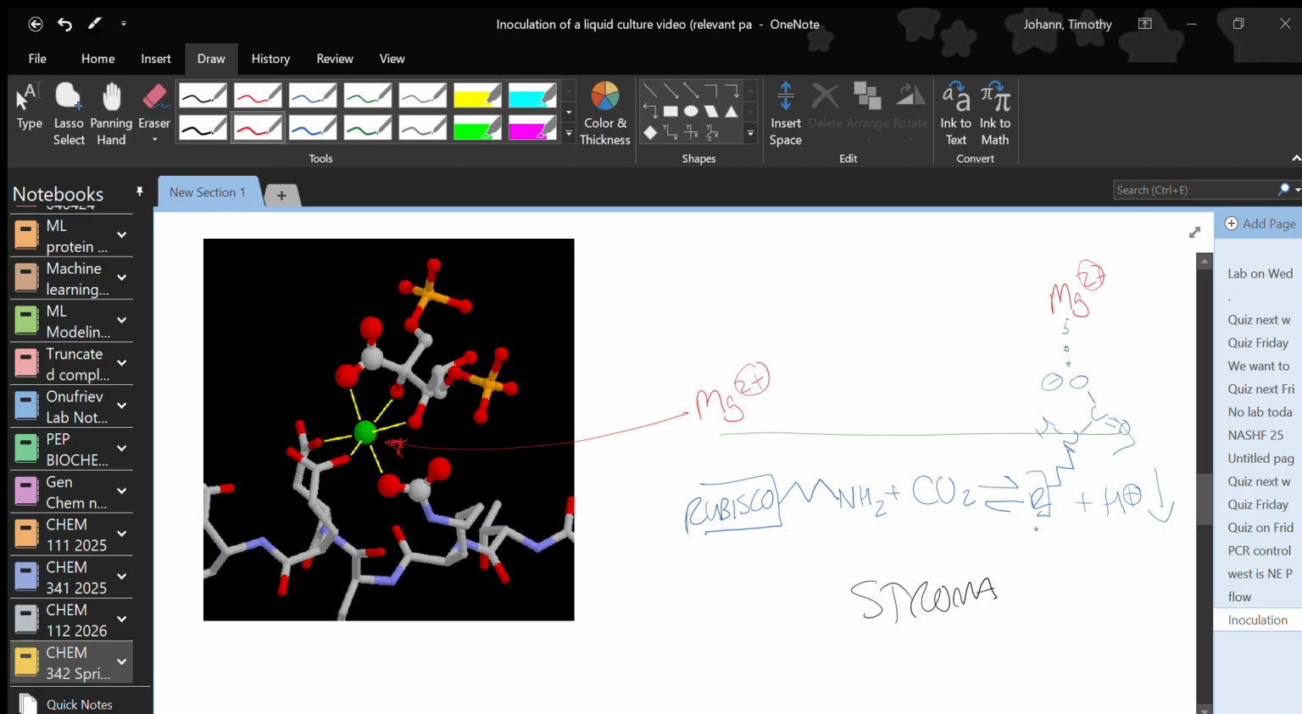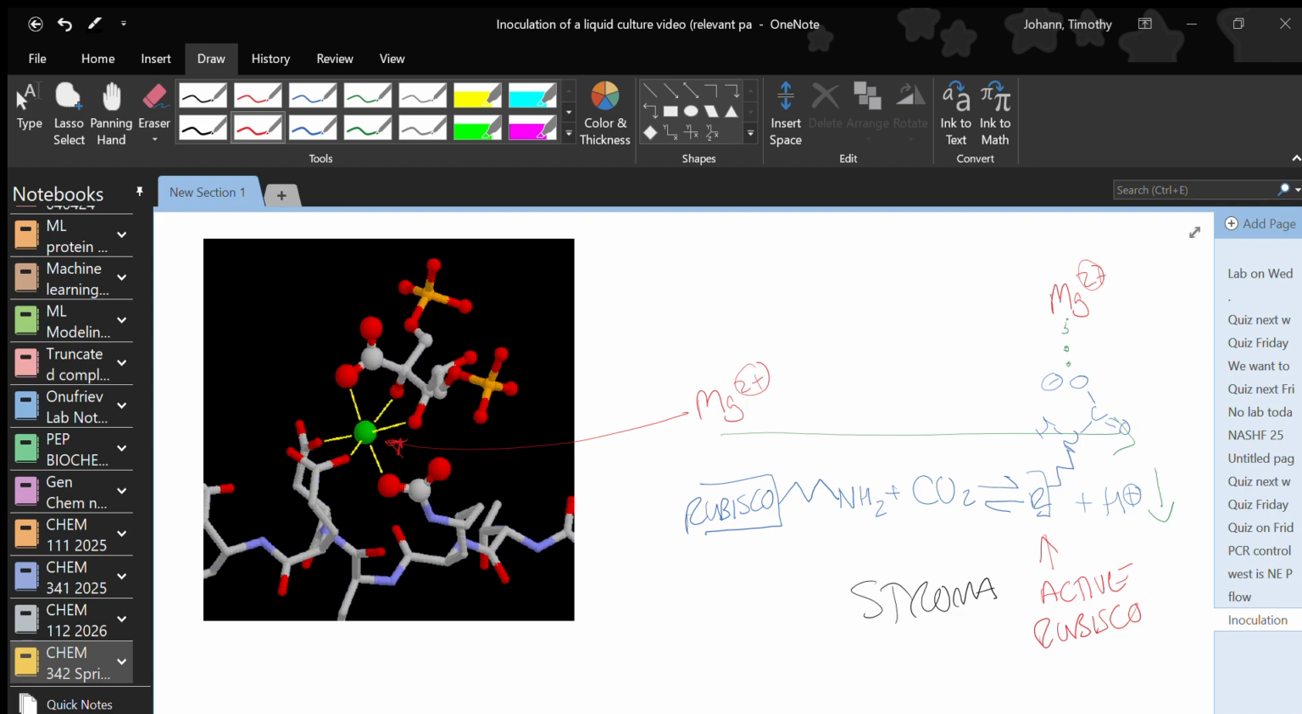Right? This is active Rubisco. Active. What about that? Is Rubisco active just because the CO2 is attached? It's active because it needs this magnesium. And it can't coordinate the magnesium without this carbamate. But what does that do to the Rubisco?